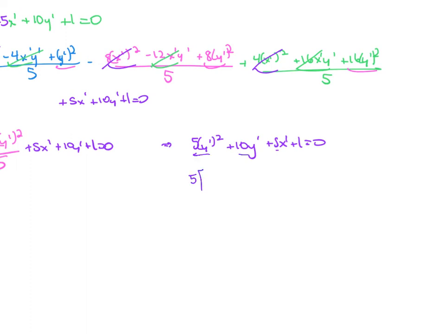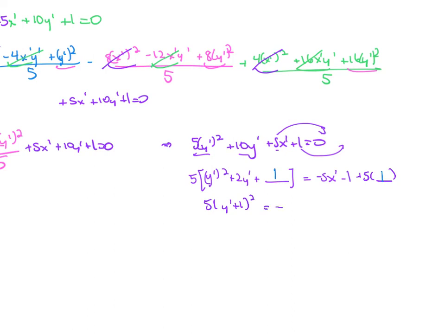So factor out the 5. And so we have y' squared plus 2y'. And then we're going to add something here. And let's go ahead and move the 5x to the other side and the 1 to the other side by subtracting. So we have negative 5x' minus 1. And then we have to remember we're going to add 5 times whatever is the perfect number. So let's find the perfect number to complete the square, and that will be 1. And so we have 5 times (y' plus 1) squared equals negative 5x' minus 1 plus 5, which is a positive 4.